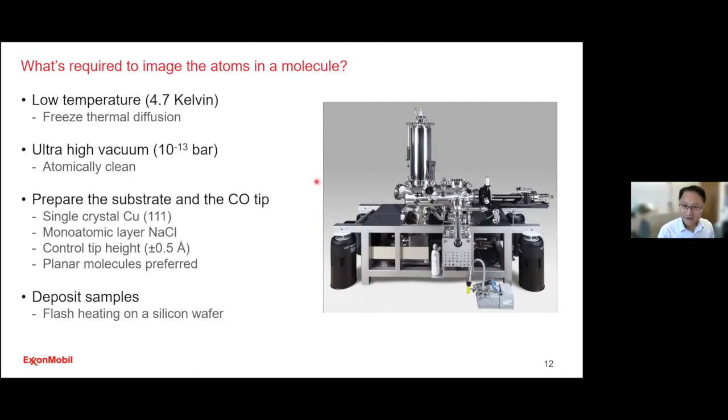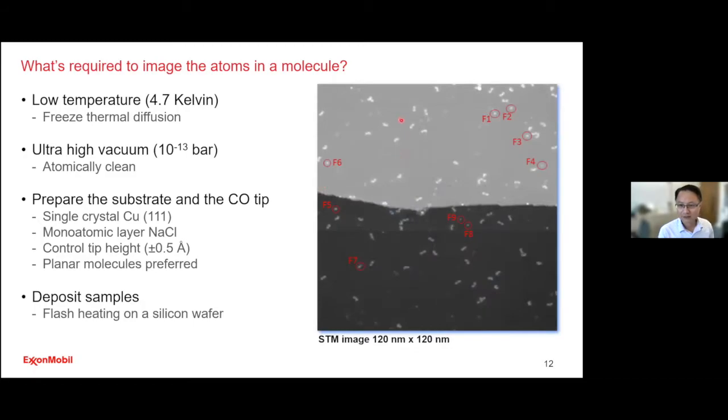After all this is done, you can collect this kind of image. You can see this is an SPM image, and then you can perform AFM to get individual structures.